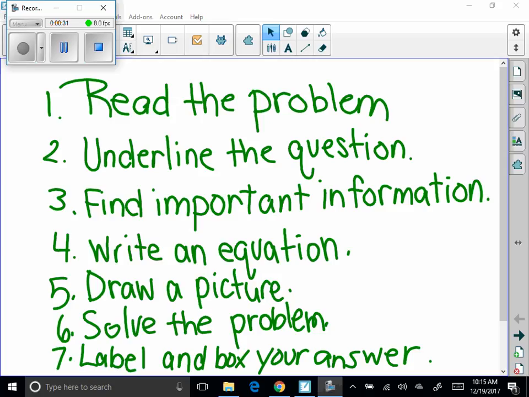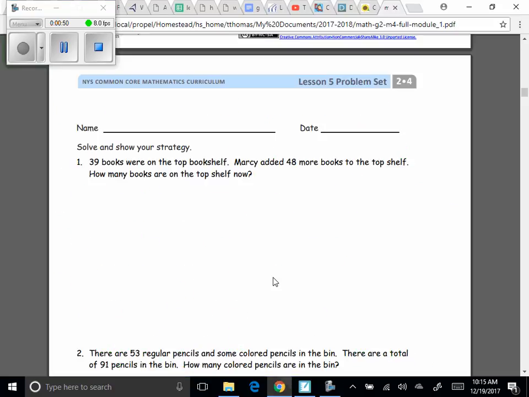That helps you to go back and understand what you're being asked to do. Number 3, find important information. Number 4, write an equation. Number 5, draw a picture. 6, solve the problem. And 7, label and box your answer so that someone can find it. So let's look at a word problem today.